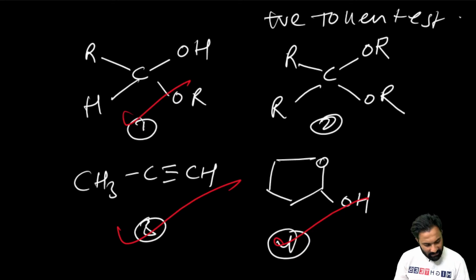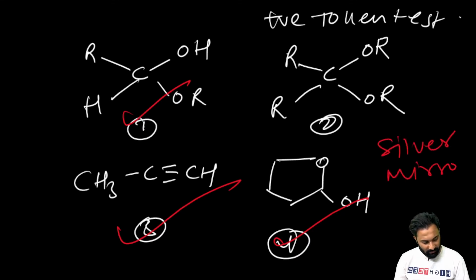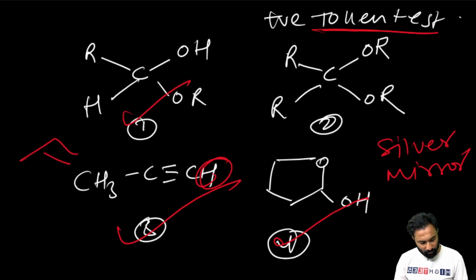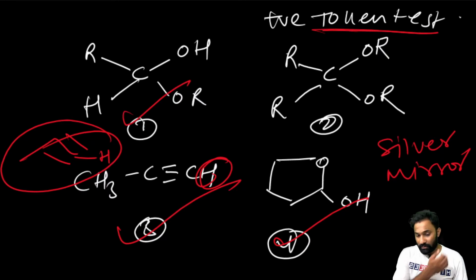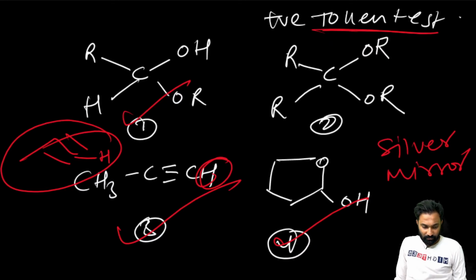I am not asking the silver mirror test. These 2 will give the silver mirror test and will react. I am asking the positive Tollens test. Here, 19 also will give you the silver mirror test. You have to be very careful with this one. Ketones will not give. Aldehyde-containing compounds will give you the silver mirror test.